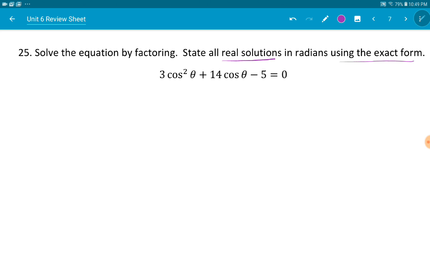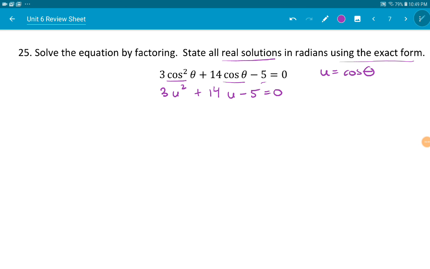So I can see this one is going to be a quadratic because I see a variable squared, variable single, and then a constant at the end. So this is in the form 3u squared plus 14u minus 5 equals 0, where I let u equal the cosine of theta.